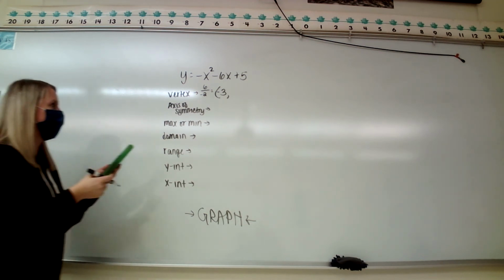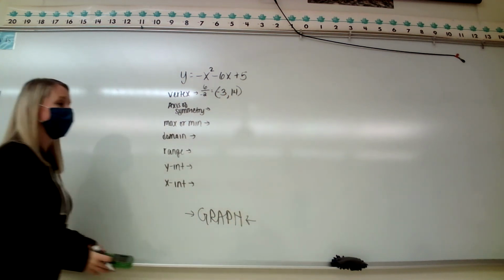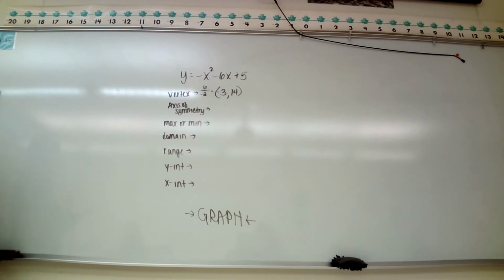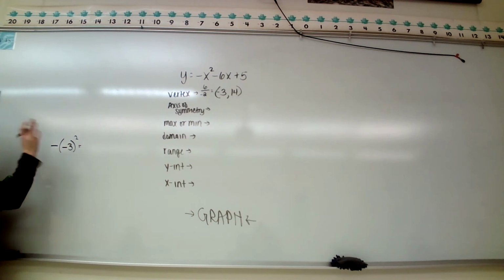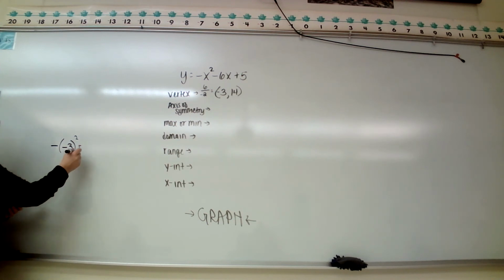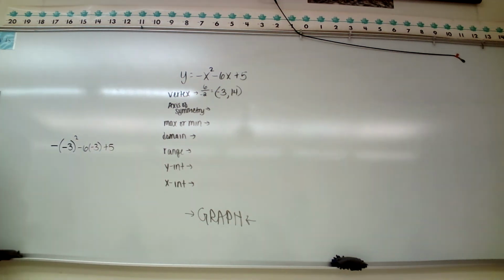Your vertex should be negative 3, 14. Once again, if you got the vertex wrong, huh? Because it's negative, and then parentheses, negative 3 squared. Remember, that does not turn that positive. It says negative 3 squared and then makes that negative. So don't do a double negative as a positive. And then minus 6 times negative 3 plus 5. So retry that bad boy in your calculator.